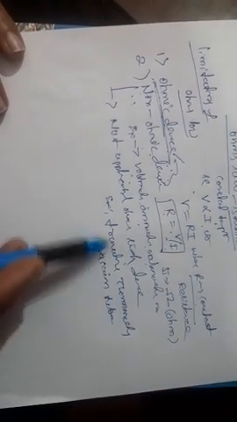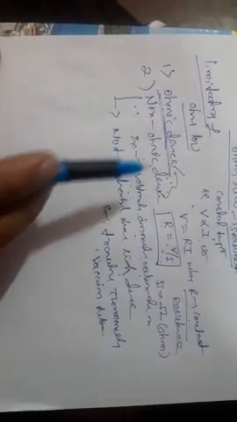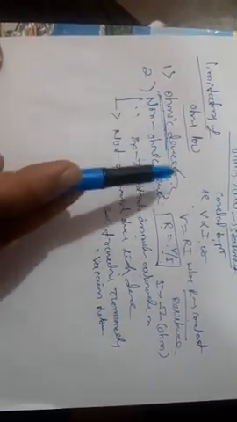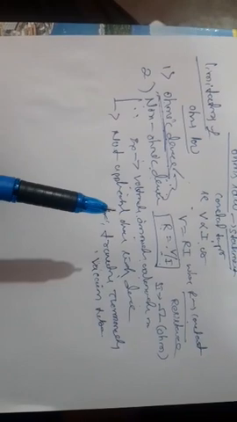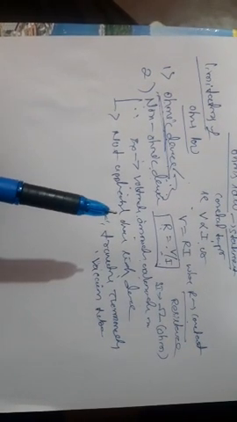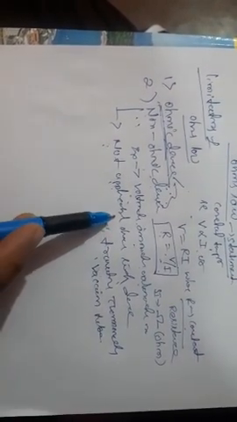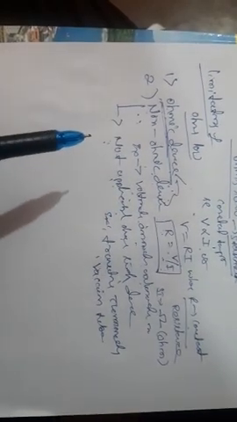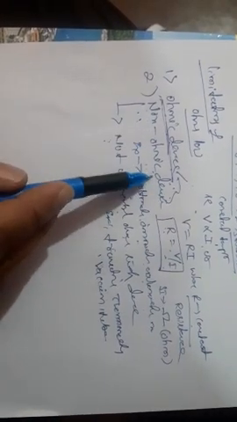These electronic devices are not used in Ohm's law. Such elements are called non-ohmic devices. That is the difference between ohmic and non-ohmic devices. An ohmic device is one for which Ohm's law is applicable. A non-ohmic device is one for which Ohm's law is not applicable. Examples: transistors, thermistors, vacuum tubes.